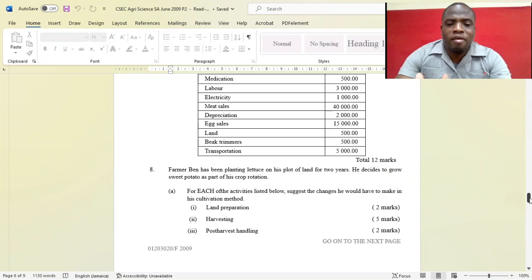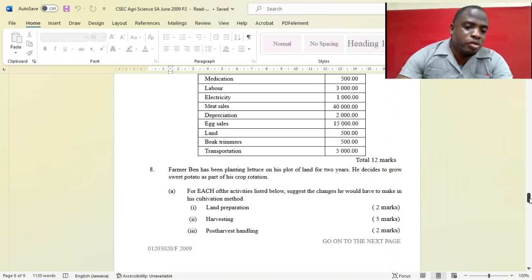potato is not going to be affected by compaction. So we want that soil to be refined. Also, if you use flatbeds for your lettuce, for your sweet potato you want to use raised beds so that you can actually have those tubers, the root tubers, growing properly.